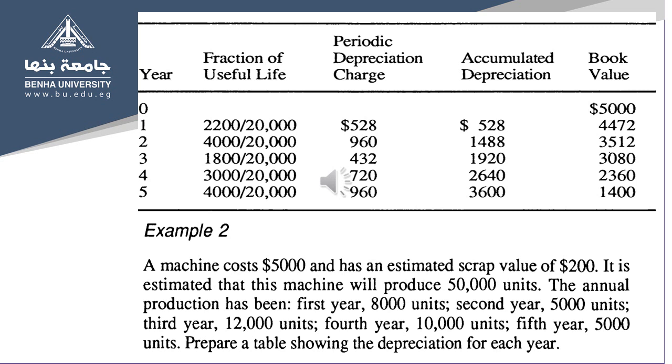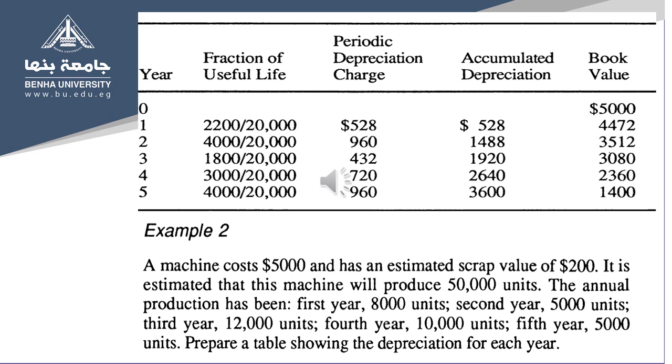This is example number 2. A machine costs $5,000 and has an estimated scrap value of 200. It is estimated that this machine will produce 50,000 units. Note, our example now is by units, not by hours. The annual production has been: first year 8,000 units, second year 5,000 units, third year 12,000 units, fourth year 10,000 units, fifth year 5,000 units. Prepare a table showing the depreciation for each year, and in this we will show the units rather than the hours.